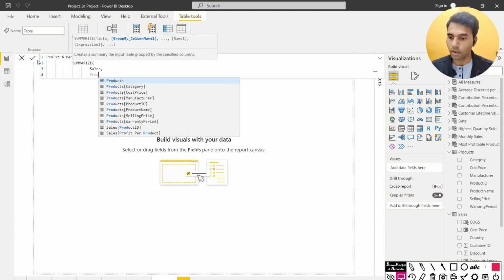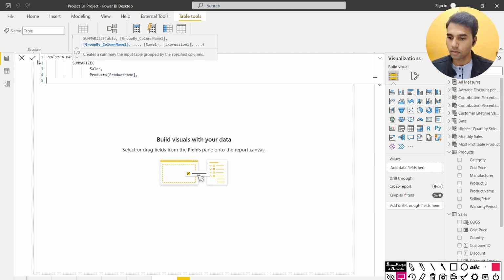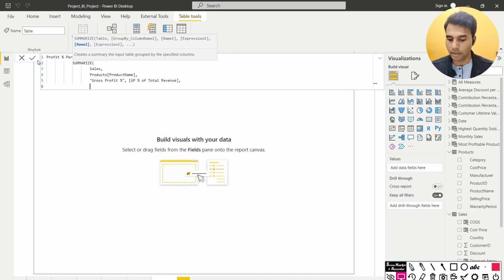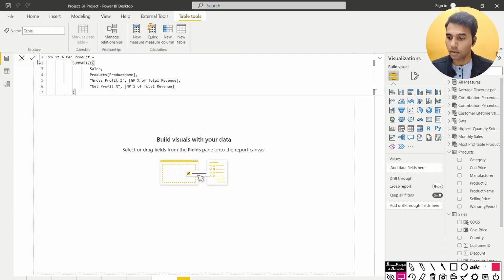So I need the product name. So I'll use the product name. And the first thing that we want is the net, or let's just take the gross profit first. Gross profit percentage, which is going to be GP percentage of total revenue. And then we'll take the net profit percentage, which will be nothing but NP percentage of total revenue. And we'll close the bracket, and then let's just see.